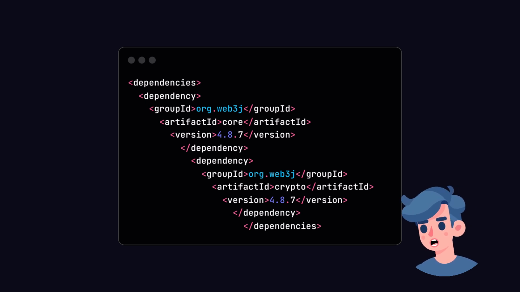Next, we'll add the necessary dependencies to our project. Open the pom.xml file located in the root of the project and add the following dependencies for Web3j, which is a Java library for integrating with Ethereum.